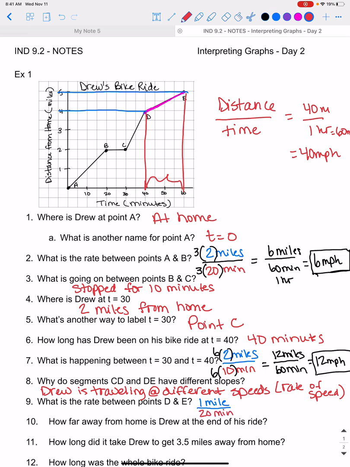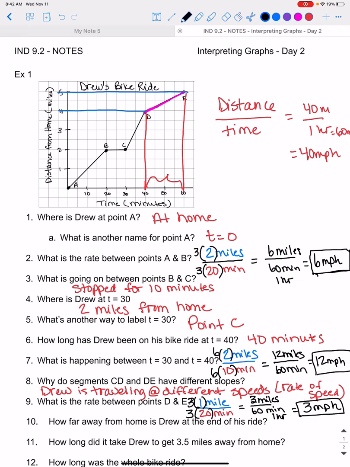And again, with rate, you always want to do it miles per hour. So we know that 60 minutes is an hour. So that's going to put hour on the bottom. And again, what did we have to do to 20 to make it equal 60? Well, if we multiply 20 by 3, we get 60. And if we do it to the bottom, we have to do it to the top. So I'm also going to multiply the top by 3. So I get 3 miles. And 60 minutes is the same as 1 hour, so that means that between the points DE, Drew's going 3 miles per hour. And that would be the answer to that one.